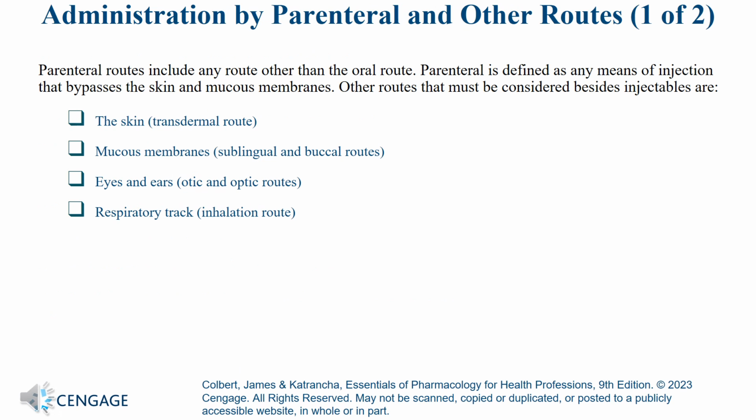Parenteral routes include any route other than the oral route. It is defined as any means of injection that bypasses the skin and mucous membranes. Other routes that must be considered besides injectables are the skin, which is transdermal, mucous membranes, which are your sublingual and your buccal routes, your eyes and your ears, which are your ophthalmic and your otic routes, and then your respiratory route, or tract, which is your inhalation route.